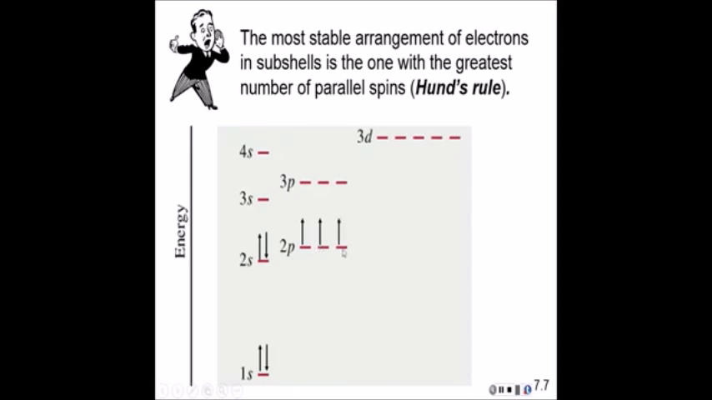Nitrogen with 7 electrons has 3 unpaired. And sometimes you're going to be asked how many unpaired electrons there are in the ground state for a particular element. Okay, we can continue on.